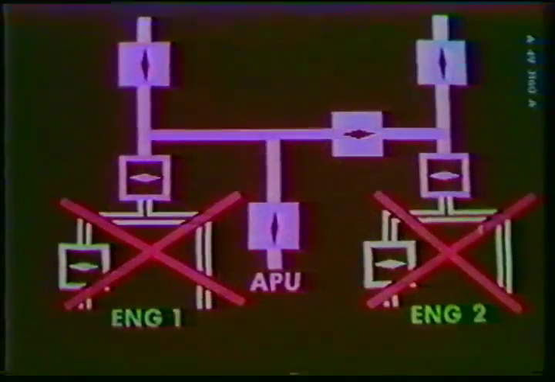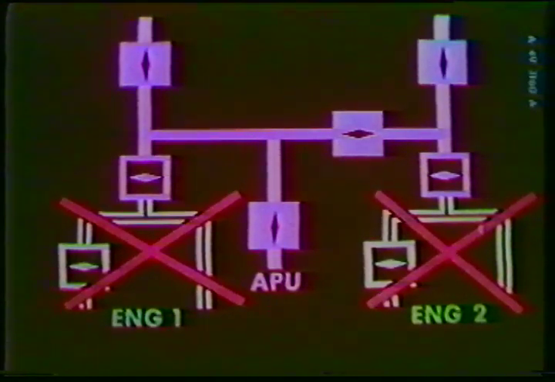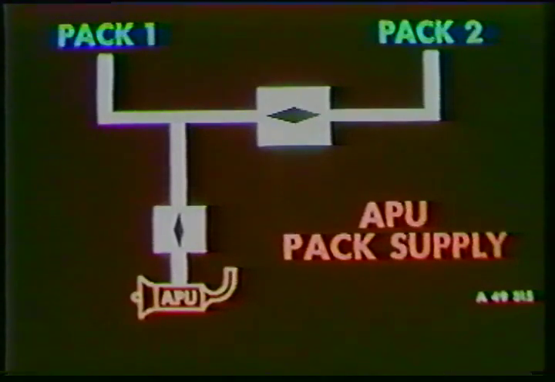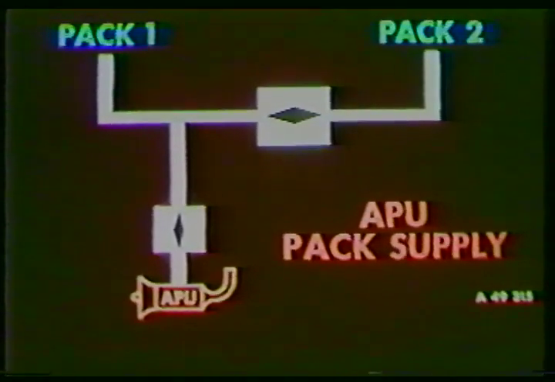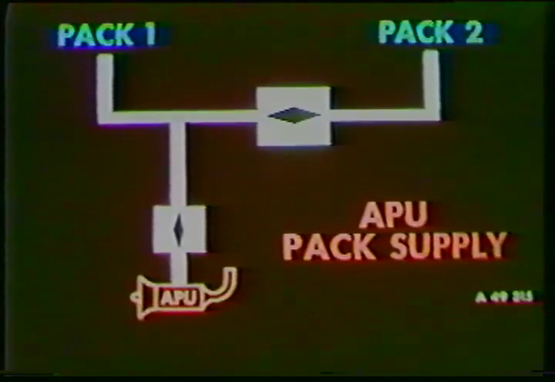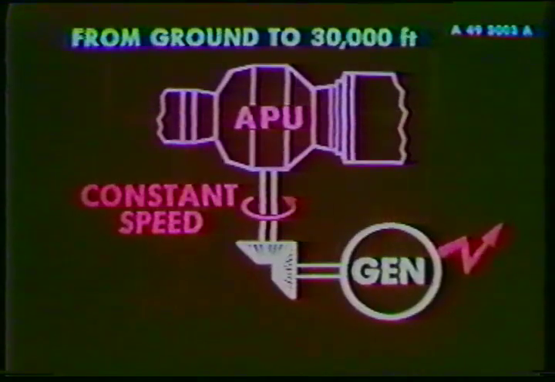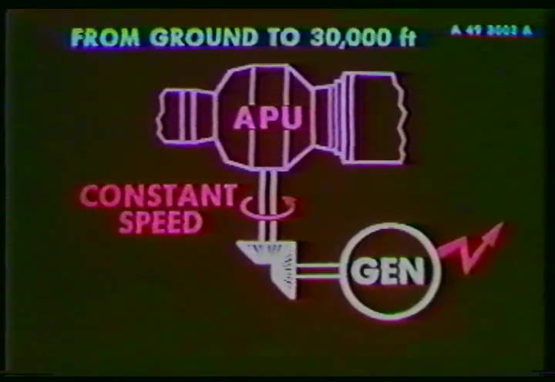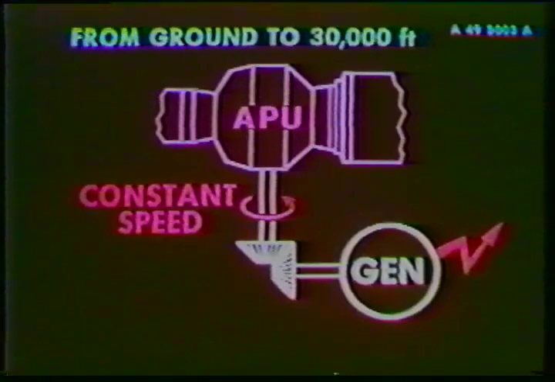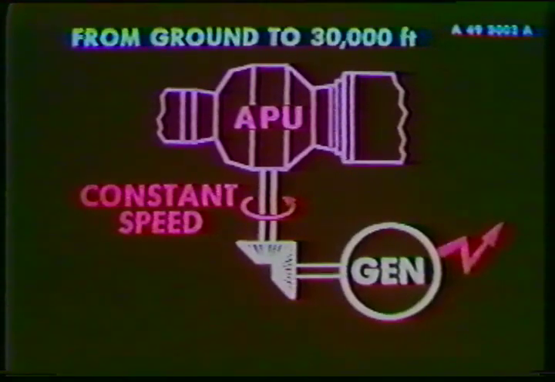As seen at the beginning of this course, the APU is used to supply air for the air conditioning system instead of using engine bleed air. It is able to supply both air conditioning packs. And last, remember that it drives at constant speed a generator from ground level up to 30,000 feet.